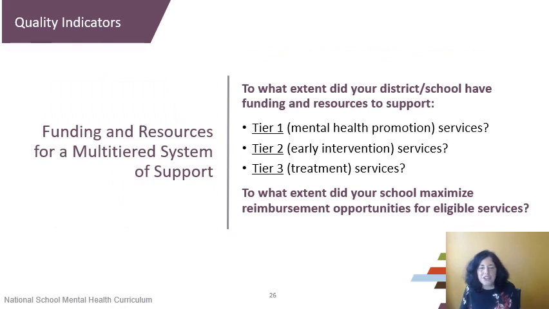Another quality indicator to consider is to what extent did your district or school have funding and resources to support Tier 1, mental health promotion services, Tier 2, early intervention services, or Tier 3, treatment services. It is important to have funding for services and supports within each tier of a multi-tiered system of support. Consider to what extent did your school maximize reimbursement opportunities for eligible services. Maximizing opportunities to be reimbursed for services is a necessary component in building a sustainable school mental health system.